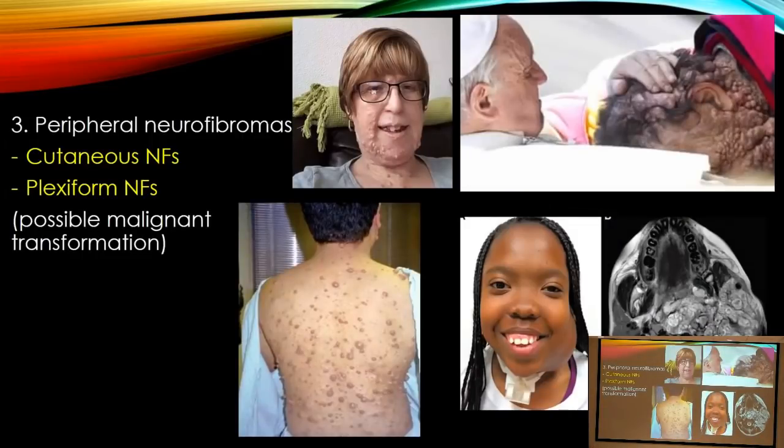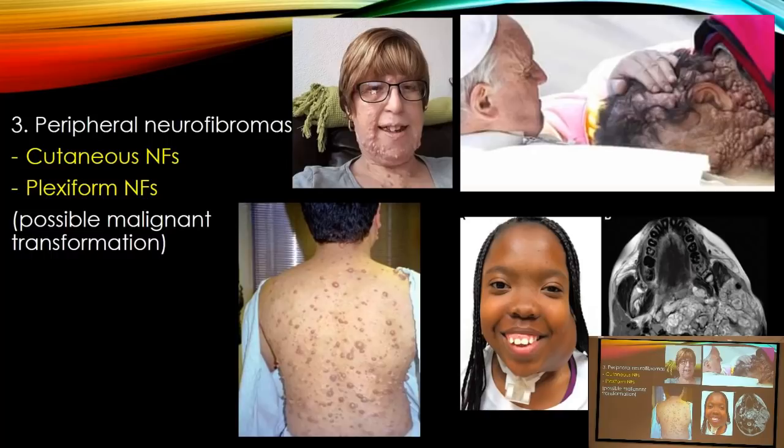Okay, and then they have the peripheral neurofibromas, and these are of two types. They can be cutaneous, and so we have here lots of cutaneous neurofibromas, and these can involve the face. These do not have any potential to have a malignant transformation at all, but obviously they can be disfiguring. Not too long ago there was a news story about the Pope who blessed and kissed a man here who had very extensive cutaneous neurofibromas.